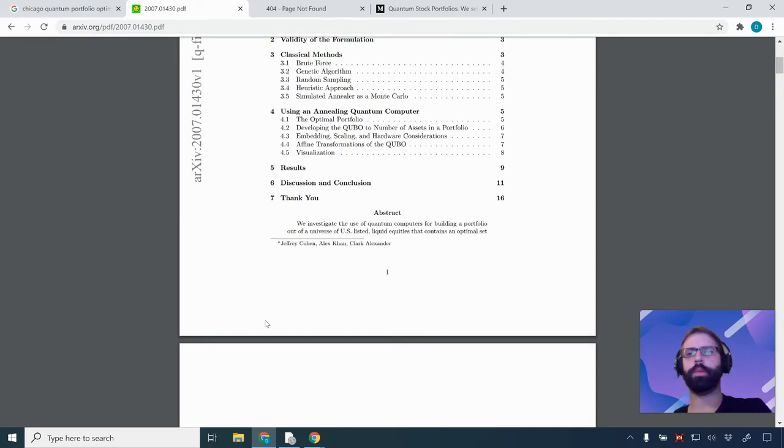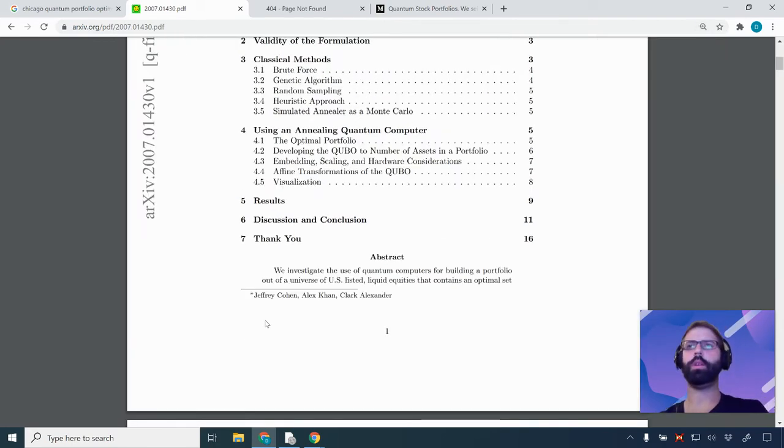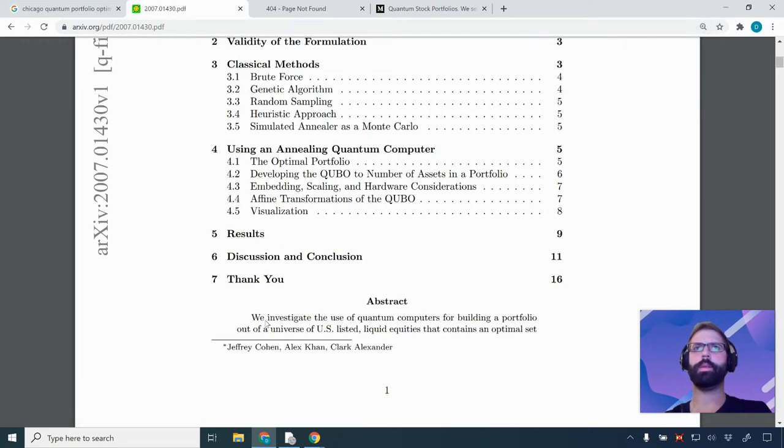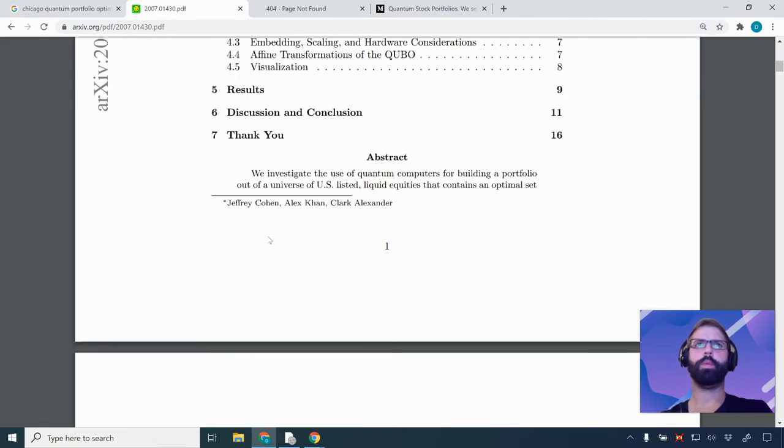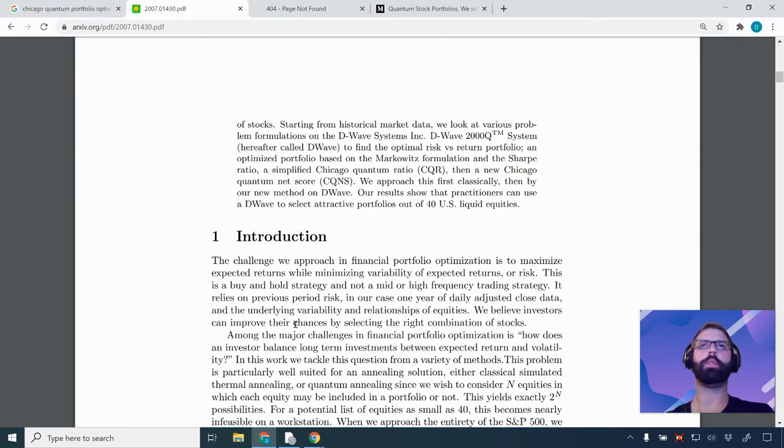So we got the paper here. Let me open it. Let me zoom it in. We investigate the use of quantum computers. This is the abstract, blah, blah, blah. Why is this scrolling so slowly? As usual, PDFs.